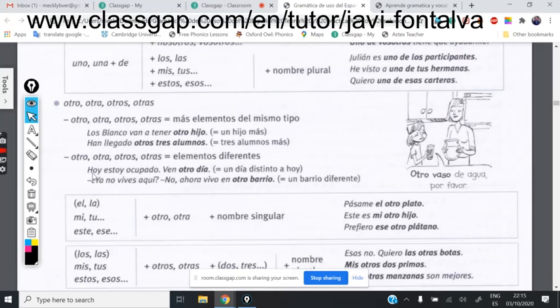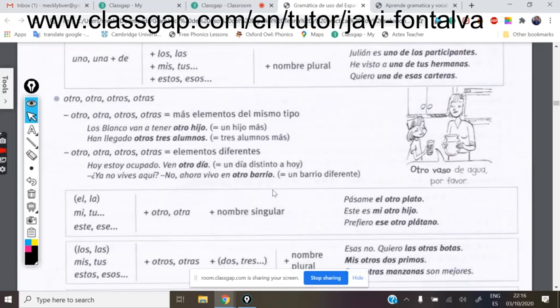Here again: "Hoy estoy ocupado." Today I'm busy. "Ven otro día." Come another day. So that's otro día, and again, you don't say another, you simply say other day. "Ya no vives aquí." You don't live here anymore. So ya no is anymore. "Ahora vivo en otro barrio," in another neighborhood.